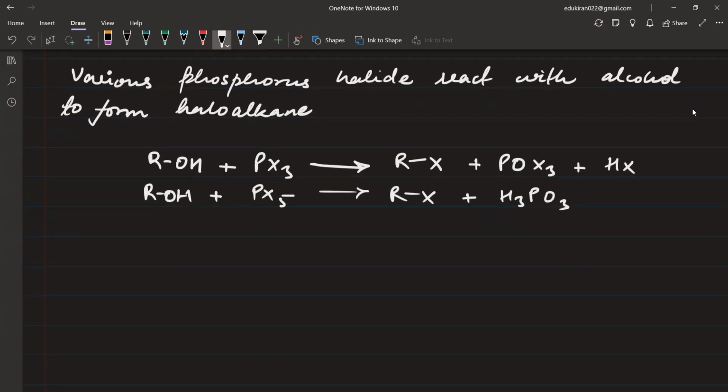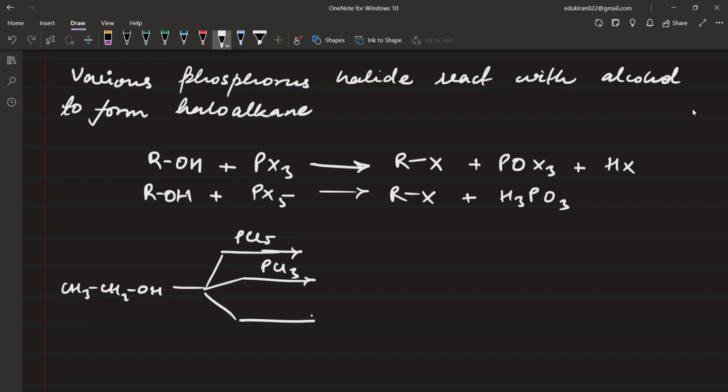So I hope you guys can write the answers. Please write, for example, if we have CH3CH2OH, if I react this with PCl5, what will be the product? If I react this with PCl3, what will be the product? If I react this with, let us suppose, PBr3, and what will happen if I react this with PI3? Write all the products for these four.